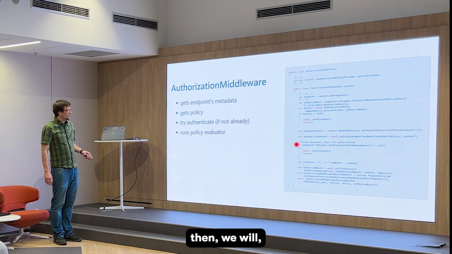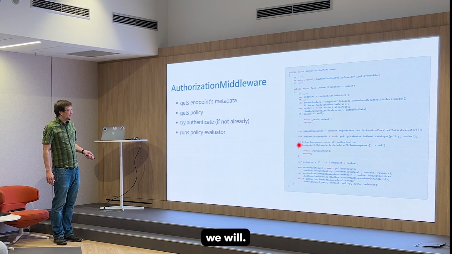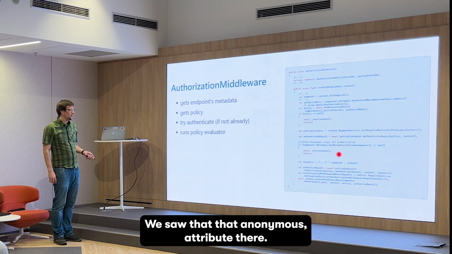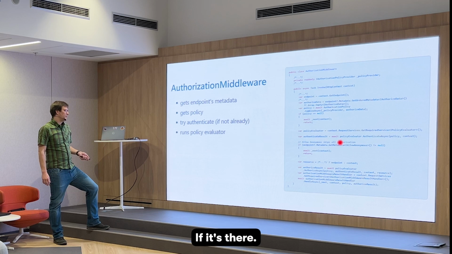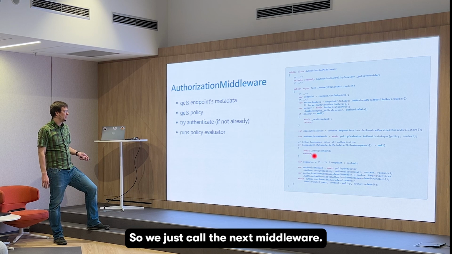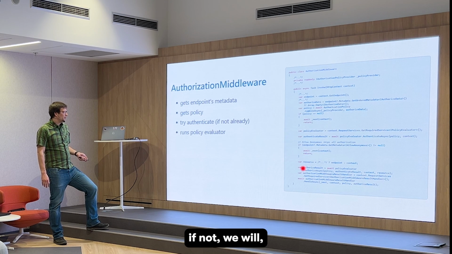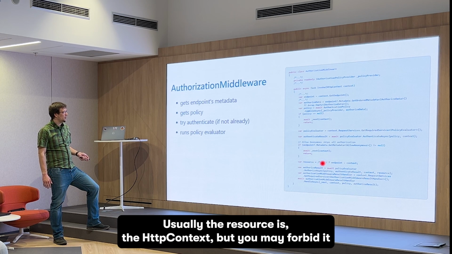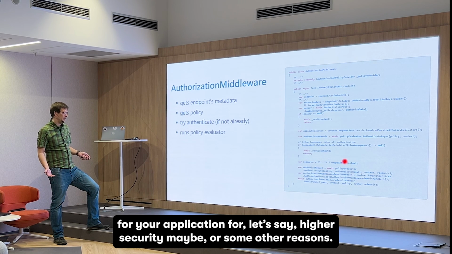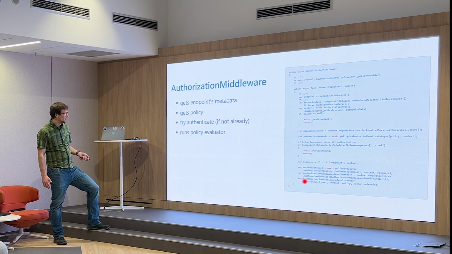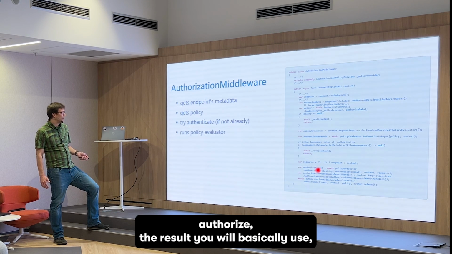Then we check if it's anonymous. As you saw, there is the Anonymous attribute. If it's there, okay, we will pass it, so we just call the next middleware. If not, we will decide what the resource is. Usually the resource is the HttpContext, but you may forbid it for your application for, say, higher security, or some other reasons, and it might be the endpoint itself. So then you authorize the result.